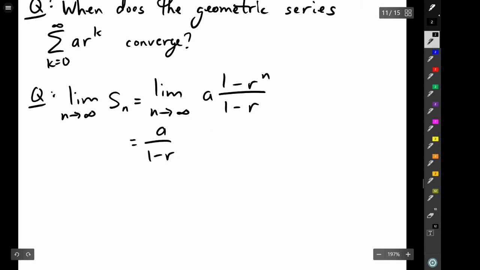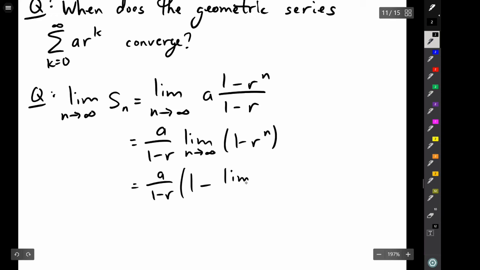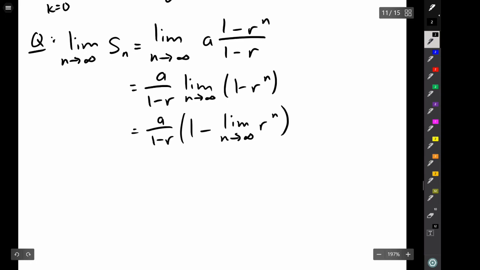So we're now looking at this limit, right, of 1 minus r to the n. The question is, well, what happens here? Right? And actually, even further, you can break this down to say, well, this is 1 minus the limit as n goes to infinity of r to the n. So what does this equal?